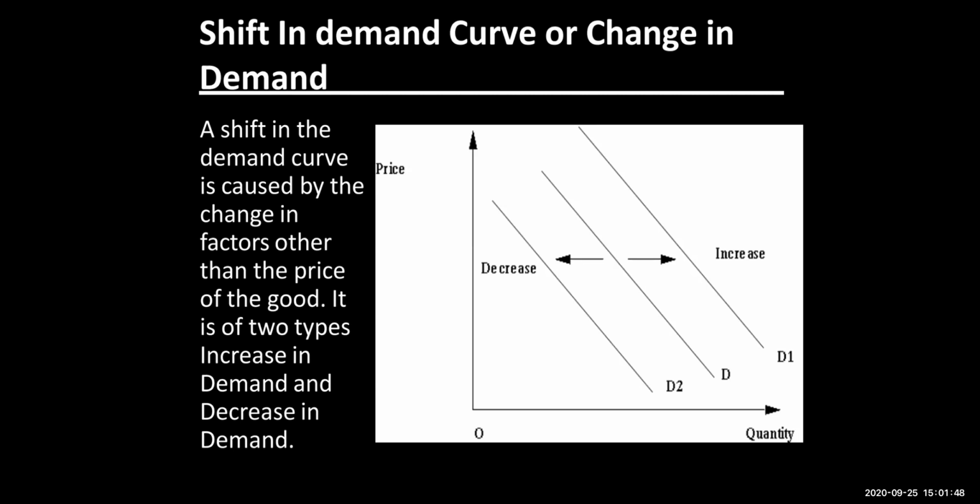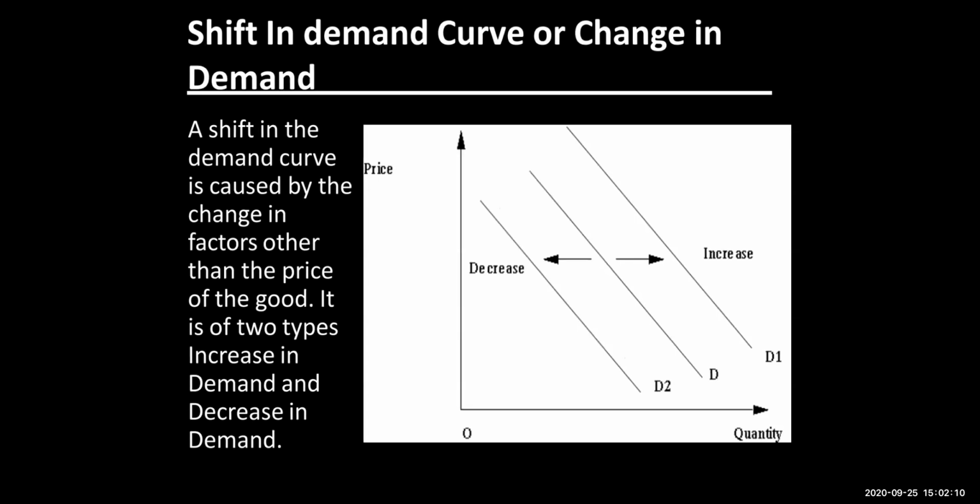If price is constant and if the income increases, then the demand curve shifts to right, and which means there is increase in demand. And if the income decreases, then the demand curve shifts to left, which means there is decrease in demand. So this is about the shift in demand curve or change in demand curve.